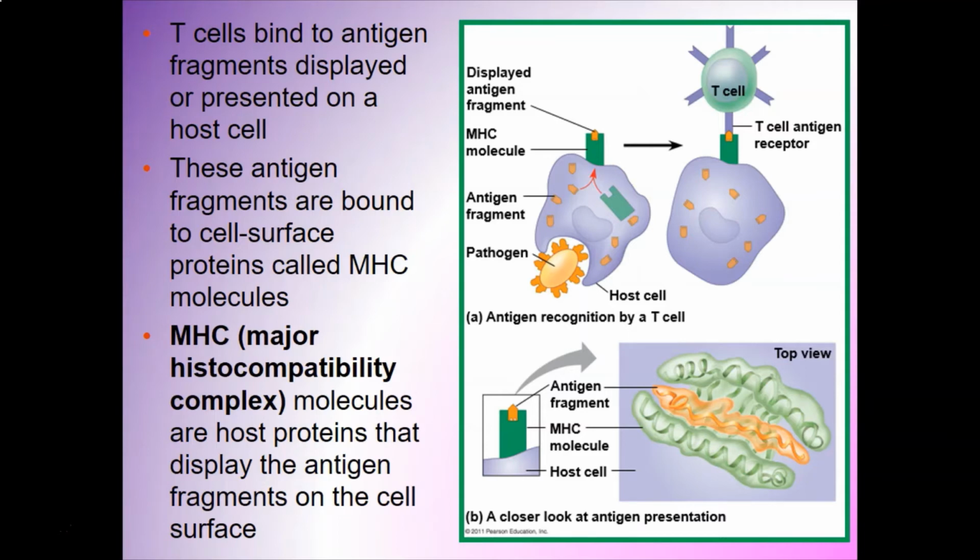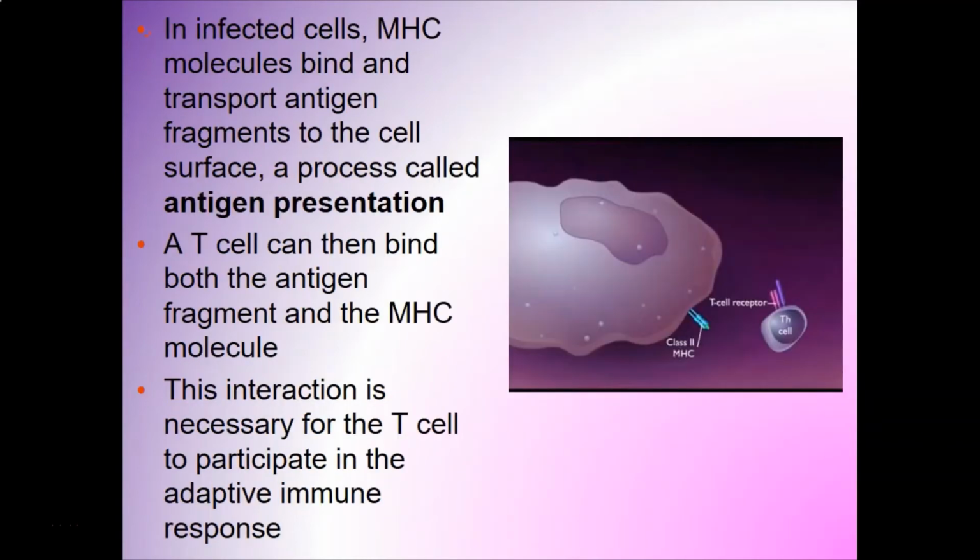And if a T cell happens to match up with that, well, that can elicit the response of the T cells. Let's look a little closer at that here. So in infected cells, MHC molecules bind and transport antigen fragments to the cell surface. Okay, and this is called antigen presentation. A T cell can then bind both the antigen fragment and the MHC molecule.